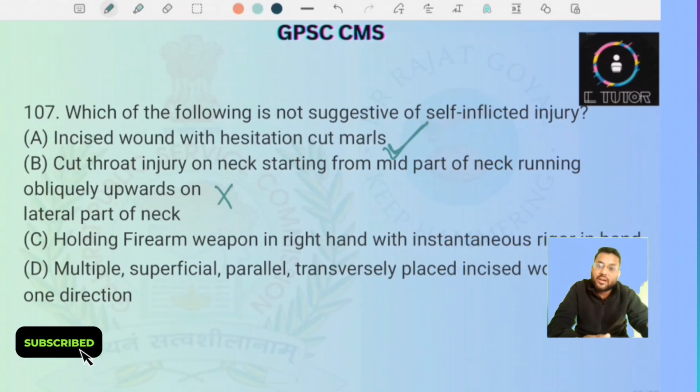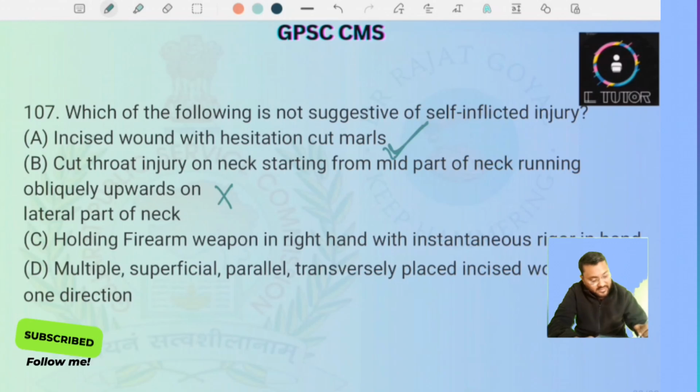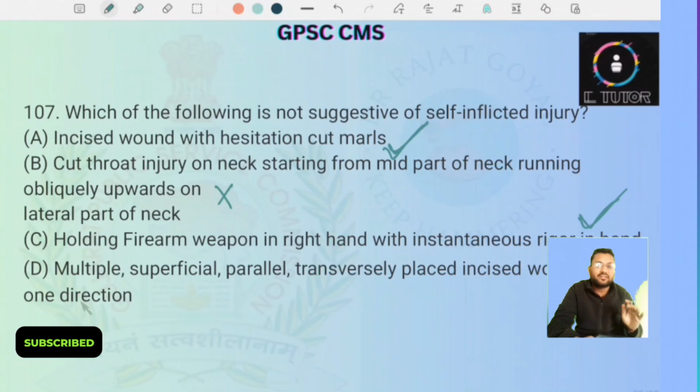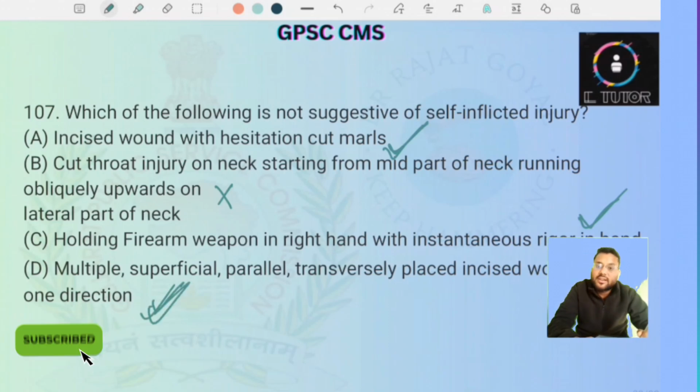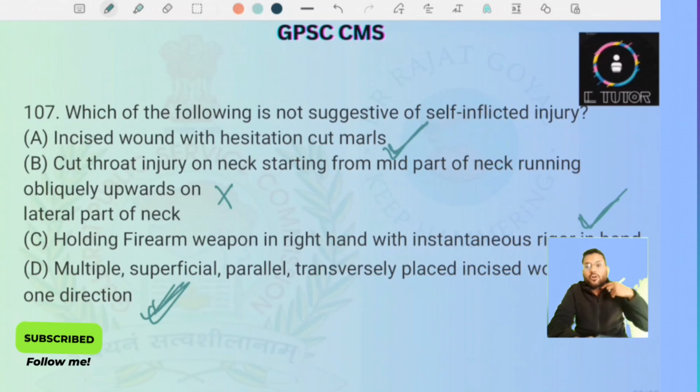Holding a firearm weapon in the right hand with instantaneous rigor in the hand, this is true. And multiple superficial parallel transversely placed incised wounds in one direction, this is also true. So here the best answer is cut throat injury of the neck starting from the mid part of the neck running obliquely upward on the lateral part of the neck. No, this is not true, it should be obliquely downwards.